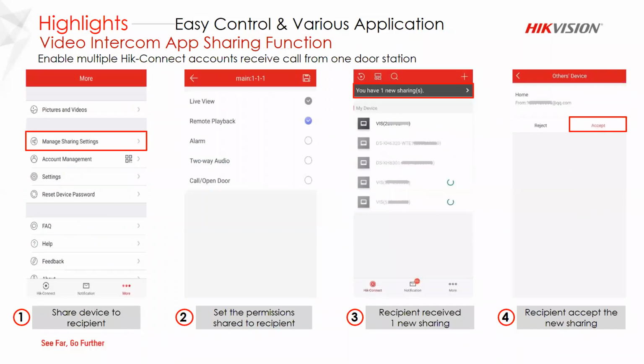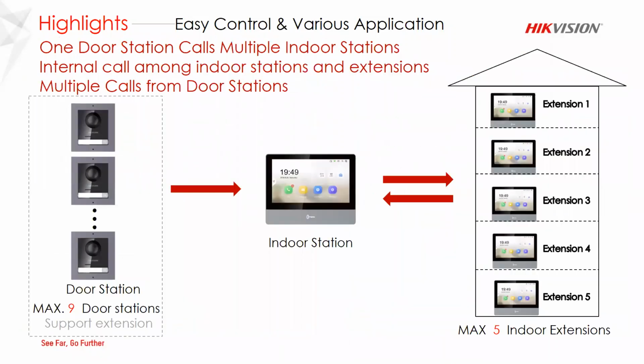And for the second generation, you can also share your account with other users, so up to 5 users can receive the same call from one door station. If you have a big apartment scenario with a lot of doors, you can also have up to 9 door stations calling the same room.